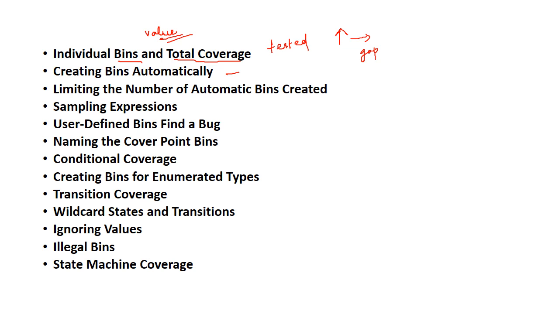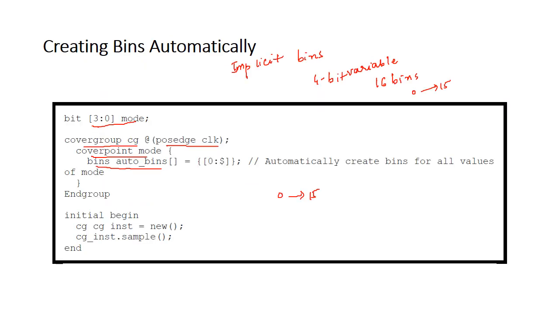Next is the creation of automatic bins. Here is the program snippet for creating bins automatically. Automatic bins are also called implicit bins. These are created by the simulator for each possible value of a cover point variable. It simplifies the process of defining coverage points, especially for variables with a large range of values.